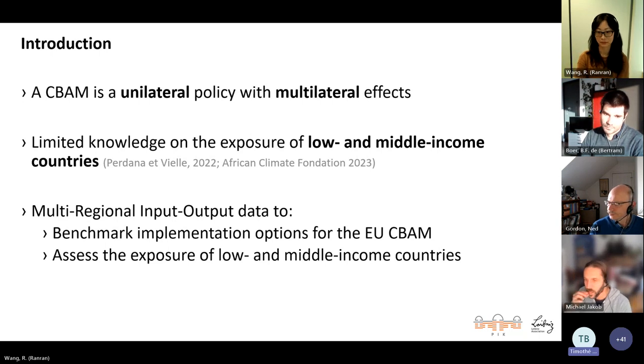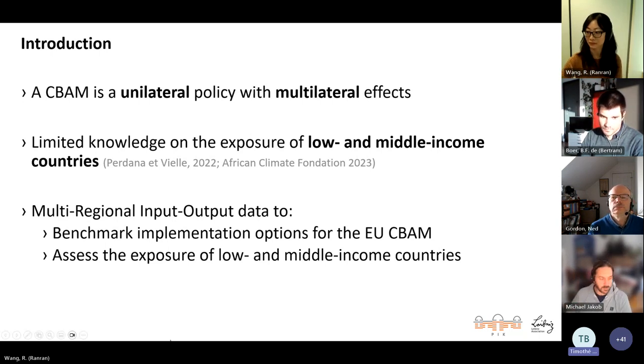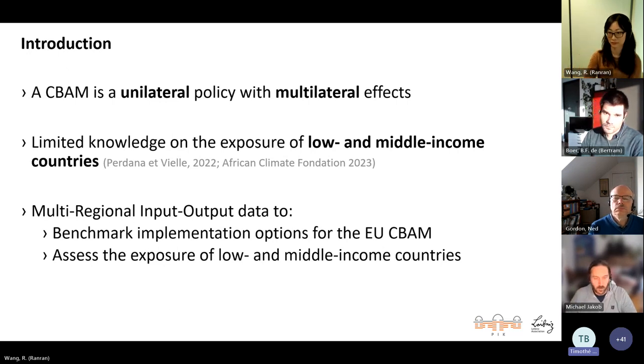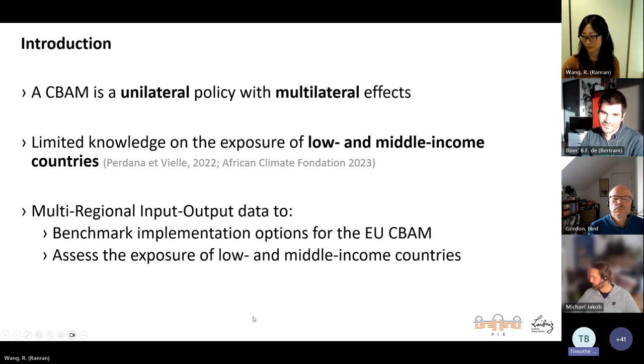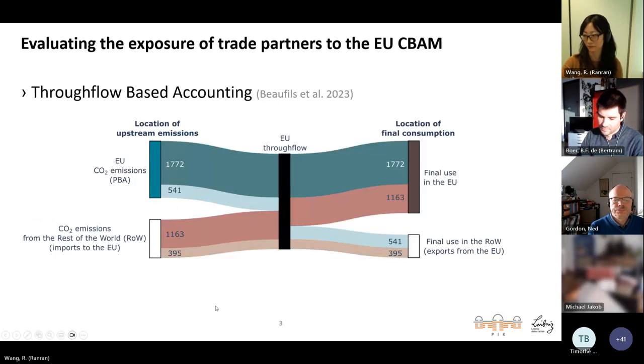What we have done is use multi-regional input-output data to first benchmark different implementation options, a little bit as Bertram has done, but I will not talk so much about that because it's already been covered, and we have quite similar results. Mostly, we also assess the exposure of low and middle-income countries to the European CBAM. Next slide, please.